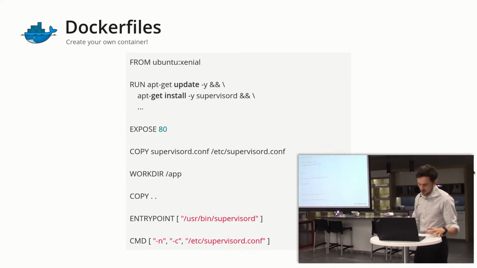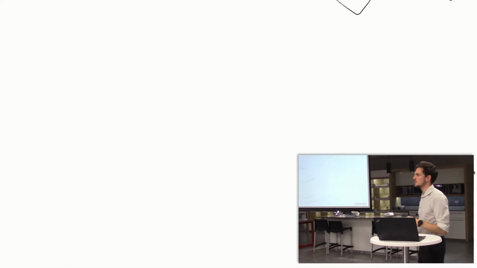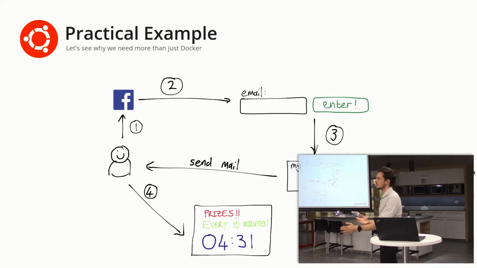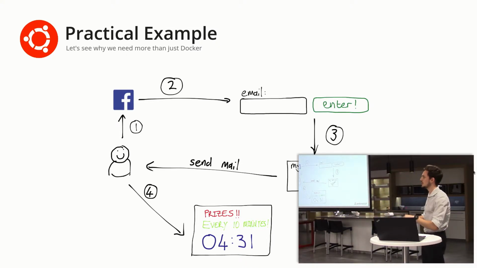Okay, so that's Docker. Let's now look at a practical example of a system that maybe you'd want to build one day. Let's say you wanted to run a competition. You put an advert on Facebook. People click the link, and it takes them to your site. They put in their email and click enter.